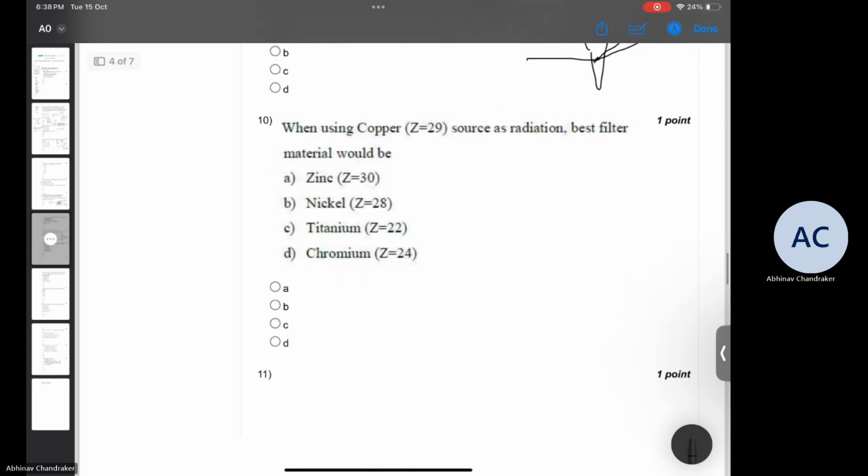Question 10. When using copper source as radiation, the best filter material would be.